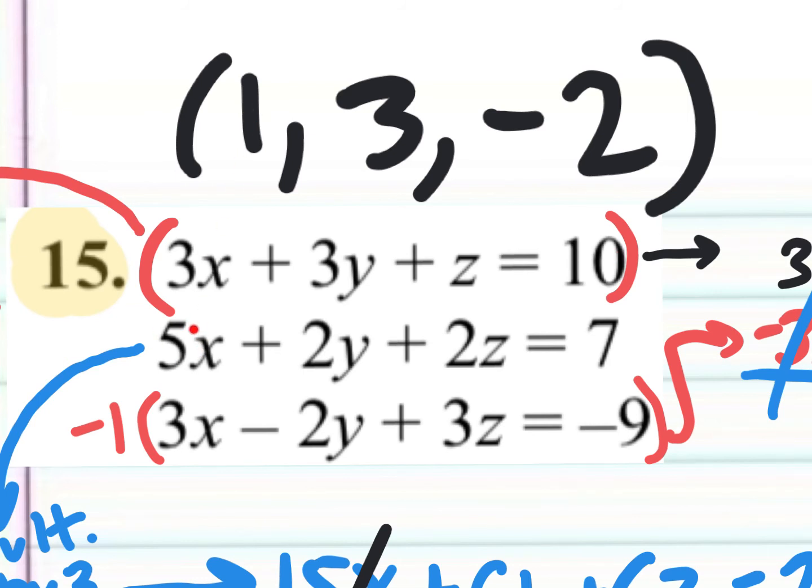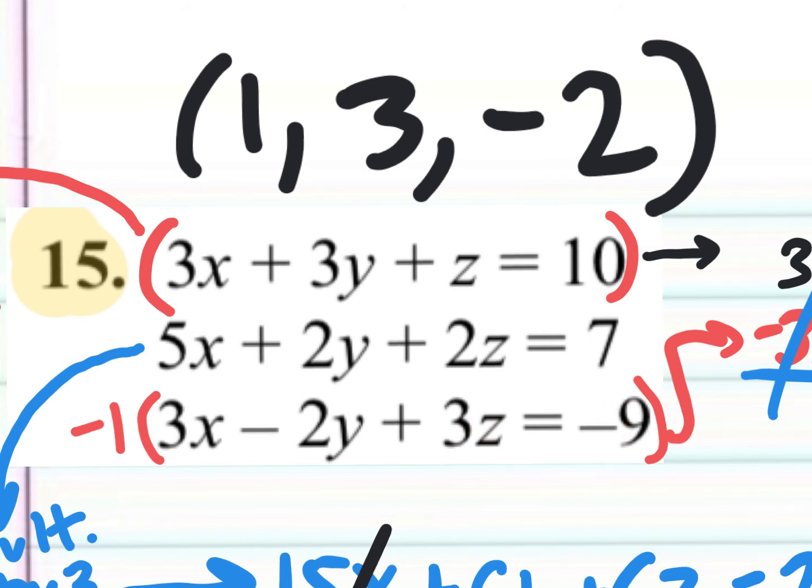Plug in a 1 right there, that's 5. Plug in a 3 right there, that's 6. 5 plus 6 is 11. Plug in a negative 2 right there, that's 2 times negative 2, that's negative 4. 11 plus negative 4 really is 7. Plug in a 1 right there, that's 3. Plug in a 3 right there, that's negative 6. 3 minus 6 is negative 3. Plug in a negative 2 right there, that's negative 6. Negative 3 plus negative 6, that really is negative 9.